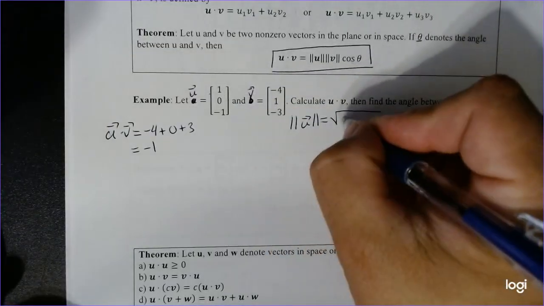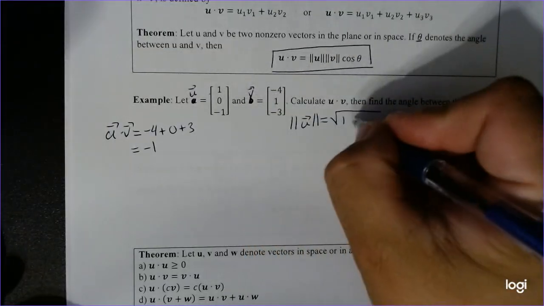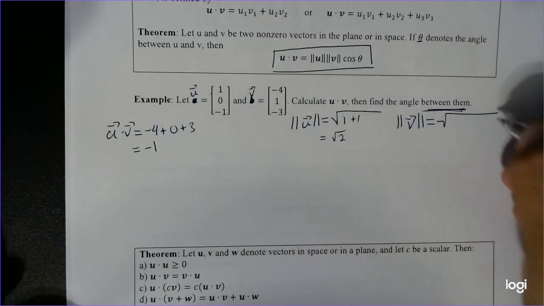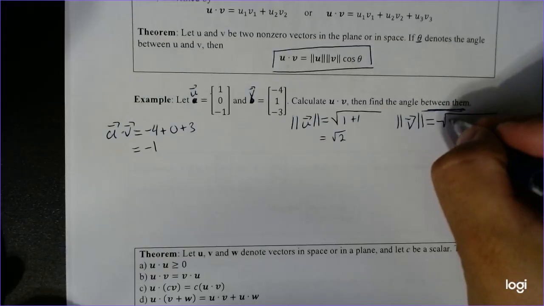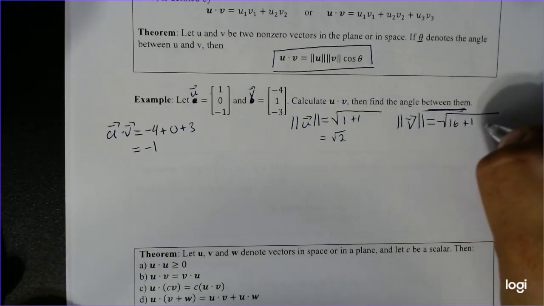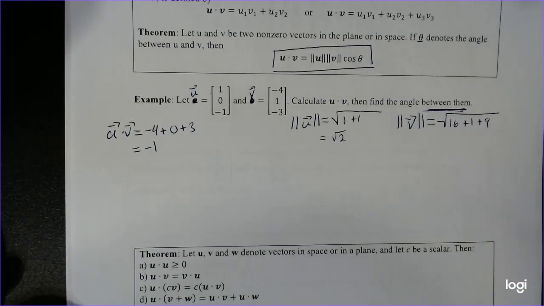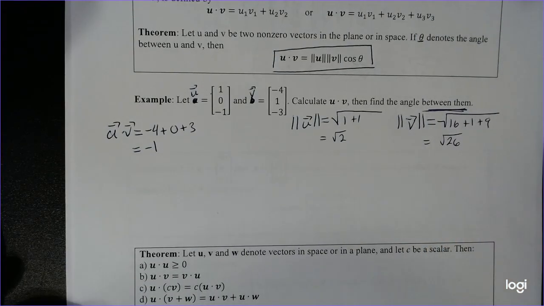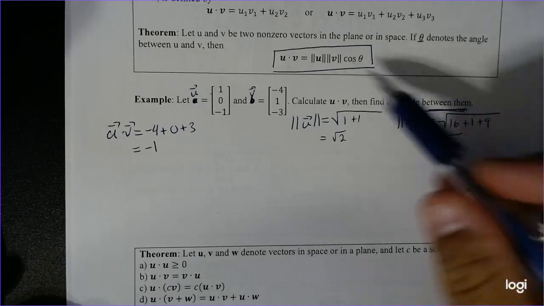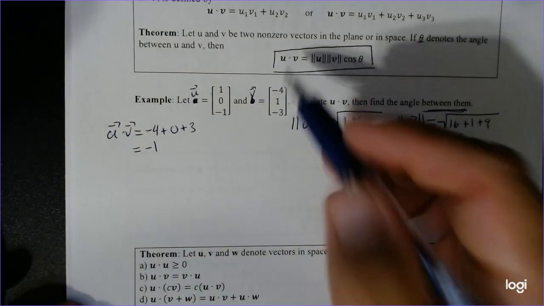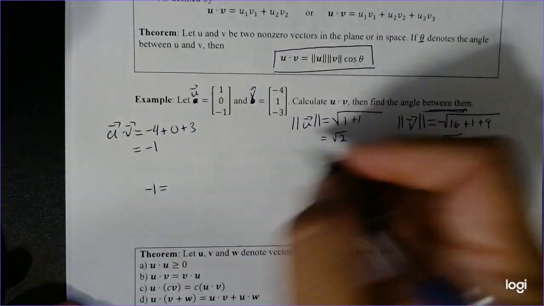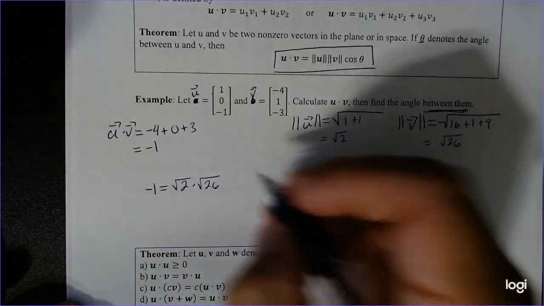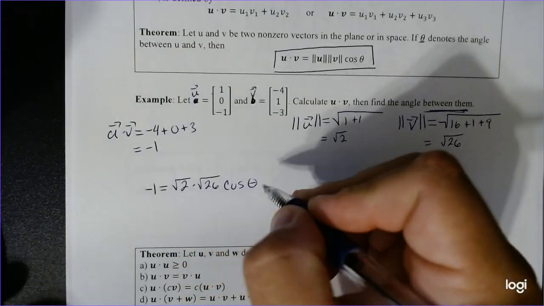So 1 squared is 1, 0 squared is 0, -1 squared is 1, so this is the square root of 2. -4 squared is 16, 1 squared is 1, -3 squared is 9. So this is 26, so it's going to be square root of 26. All right, so to answer this question, going backwards, we found this is going to be -1. So -1 equals these two put together, that's the length of each individual vector times cosine of theta.